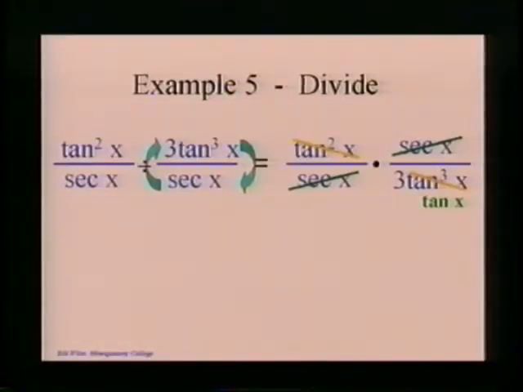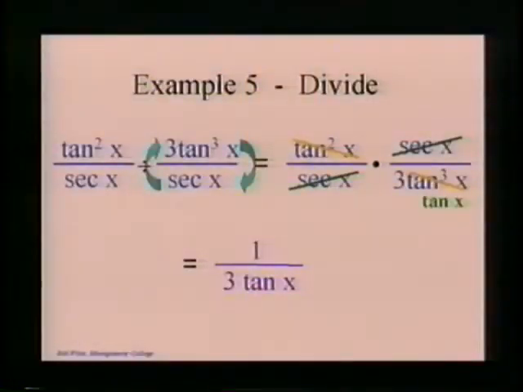Now what's left? Well, if I look up at the top, nothing. If I look at the bottom, I have a 3 and a tangent. But you can't write the answer this way, because you have to have a top. You don't have to have a bottom, but you do have to have a top.